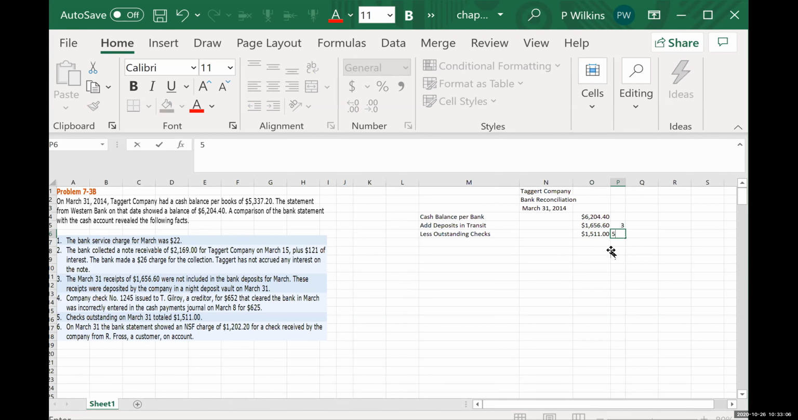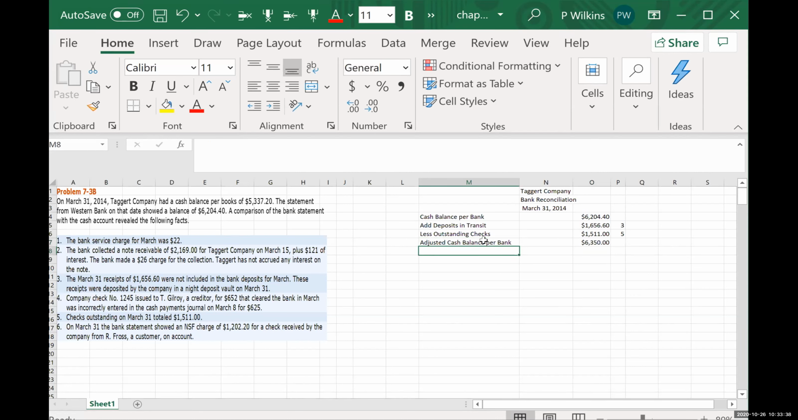Then we're going to do any bank errors. And there are no bank errors in this problem. It is very rare that you are going to get bank errors, okay? All right. So we're going to take 6,204.40. We're going to add 1,656.60, and we're going to subtract $1,511. That's going to give us what we call the adjusted cash balance per bank. Okay, $6,350 adjusted cash balance per bank. All right.